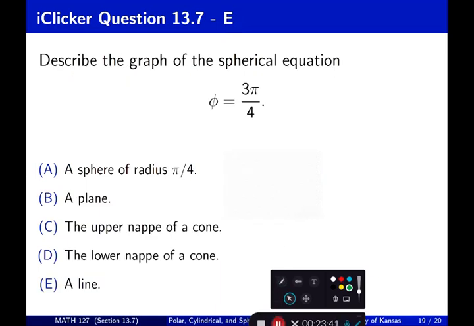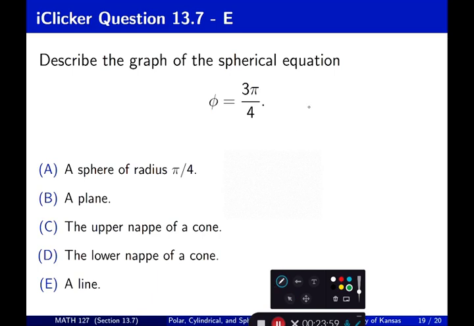I got here question 13.7e. Describe the graph of the spherical equation phi equal to 3 pi fourths. So let's take a pause and come back.